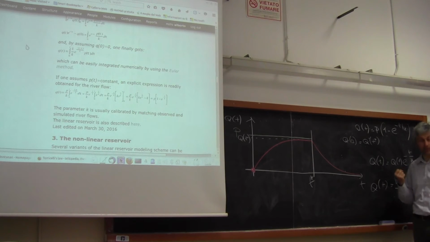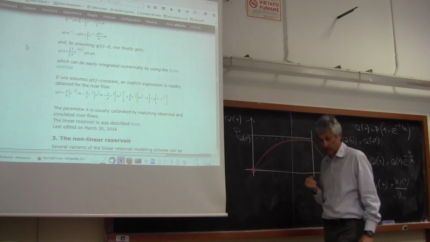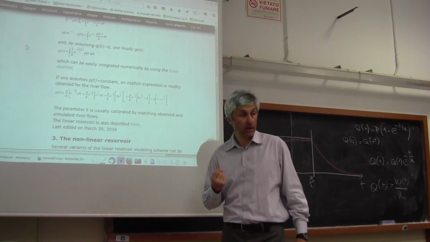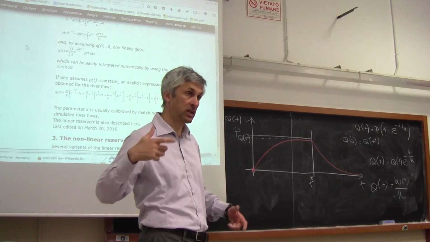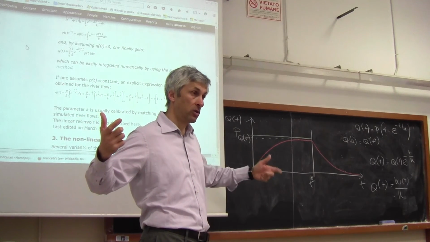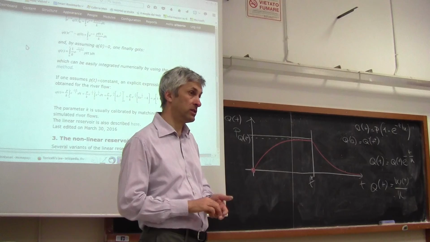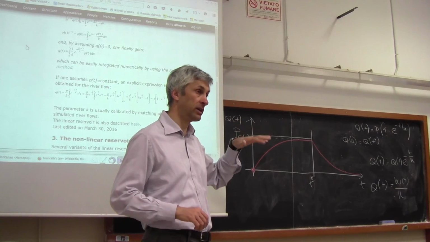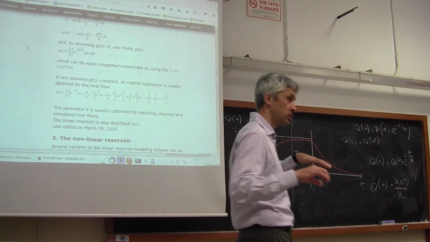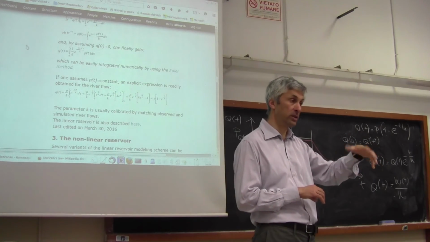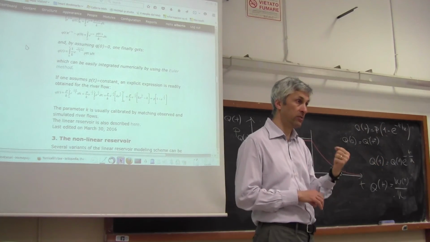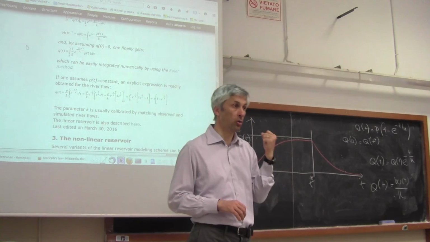So K is connected to storage. If you are a catchment that has a lot of potential storage, then you can imagine that the catchment has a large K. Conversely, if you have a catchment that is fast responding, like an impervious catchment, so you get rain and soon after you see the river flow, it means that you have reduced the storage and therefore you expect a low K.